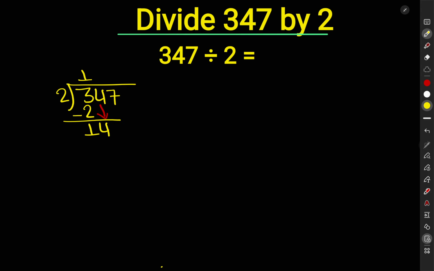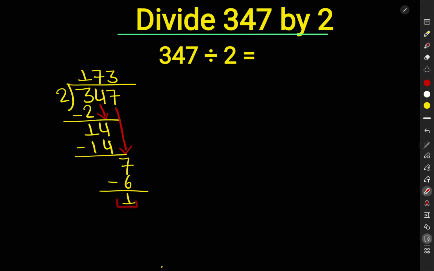So it became 14 and 2 times 7 means 14. On subtracting we get 0. So now again we put down the number beside this, 7, and we remove this 0. So 2 times 3 means 6. On subtracting we get 1.